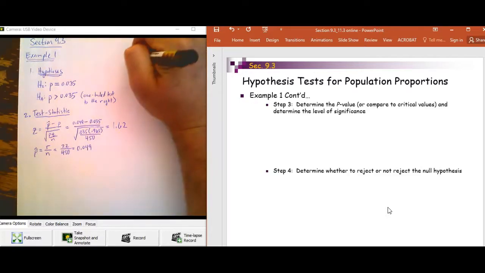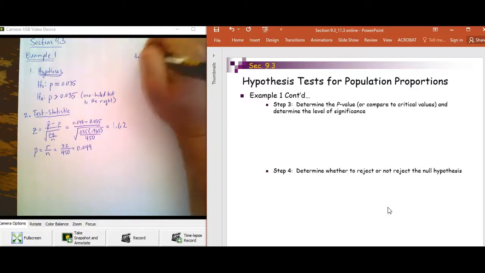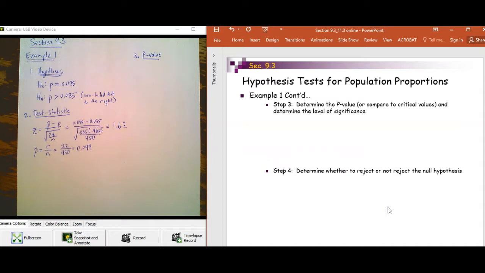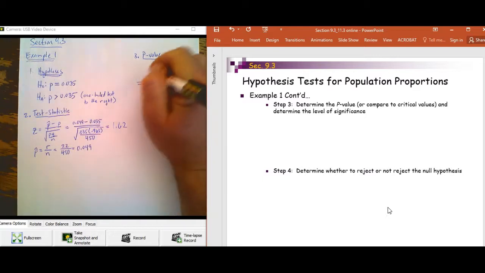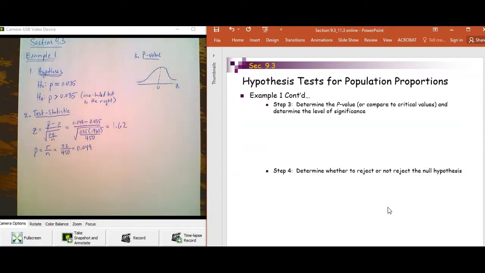Step 3, recall, is finding the p-value for our test. The p-value represents the probability of getting a sample like this under the null hypothesis. So here, let's draw our distribution. Remember, we are using the z distribution here for proportions. And we have 1.62 as our test statistic, so that's over here. We're looking for the area to the right, the probability that it's greater than that.